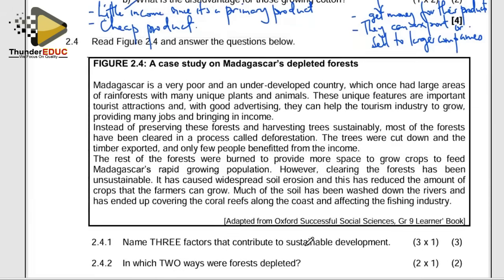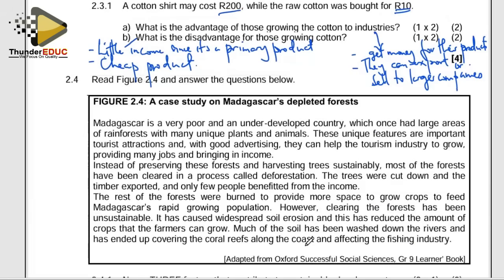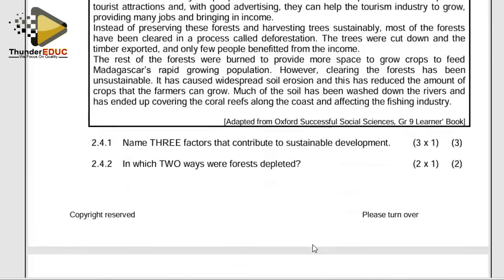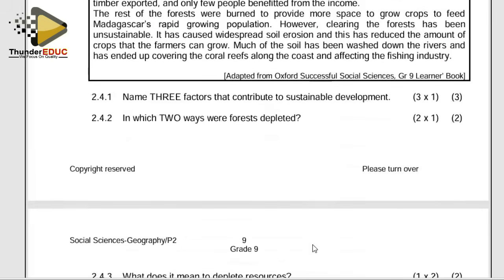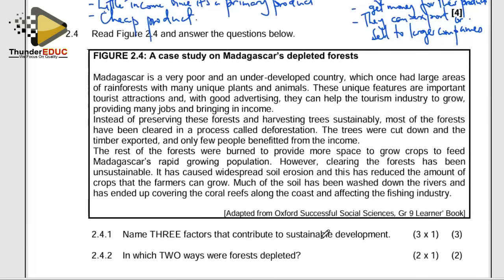Right, let's look at question number 2.4. A case study on Madagascar's depleted forests. We're not going to go through the text. We are going to go to the questions. The depleted forests of Madagascar. Right. Name three factors that contribute to sustainable development. The three factors, we must figure them out in the text.